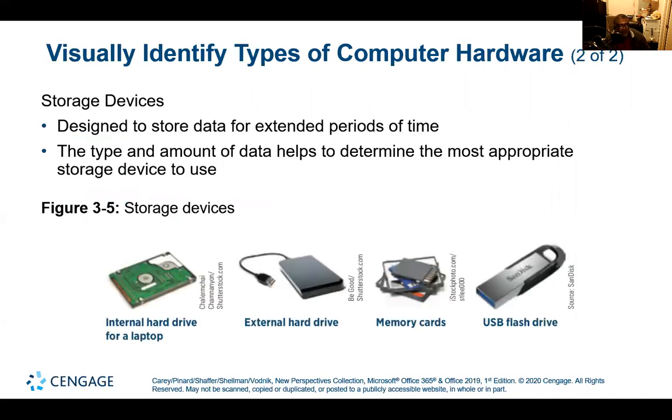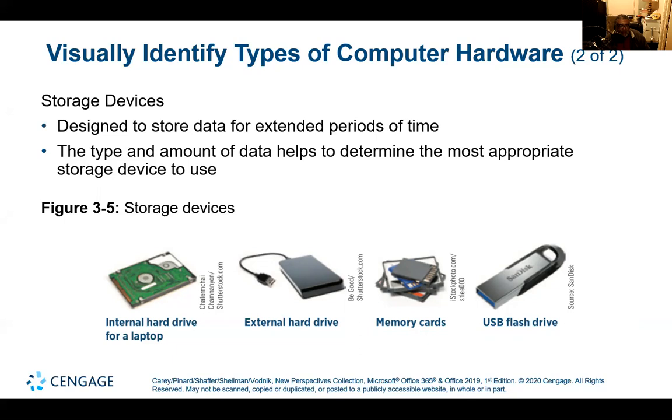So let's identify a few things. Storage devices are designed to store data for extended periods of time. The type and amount of data helps to determine the most appropriate storage device. The first one they're showing you is a hard drive. That one is an old-time hard drive. Actually, it looks like it's new, but nevertheless, it's a hard drive. And then there's always the external hard drive, and right now I think I'm up to about four external hard drives, but I have a lot of information that I pass.